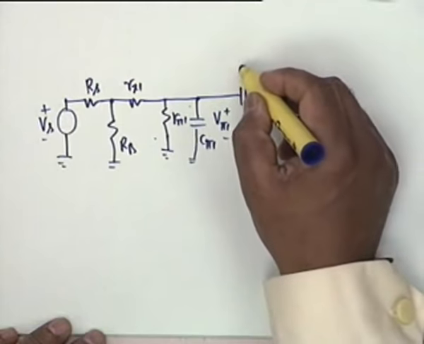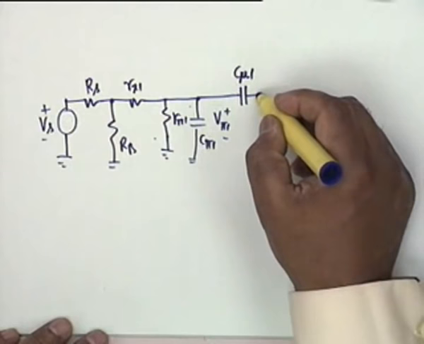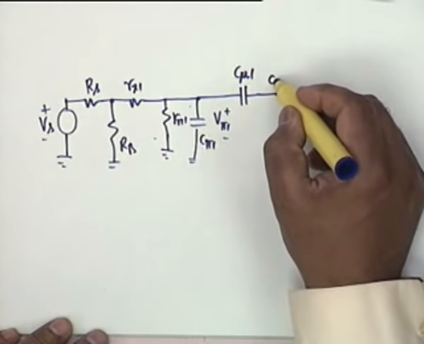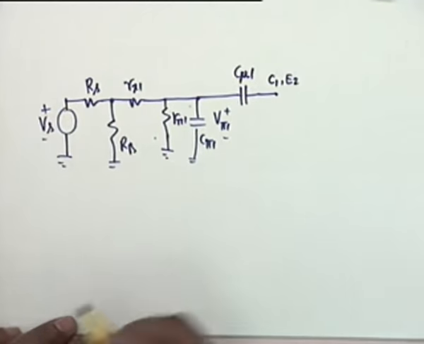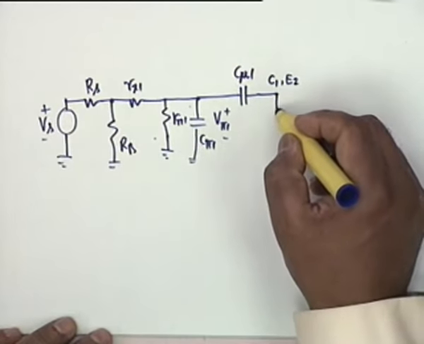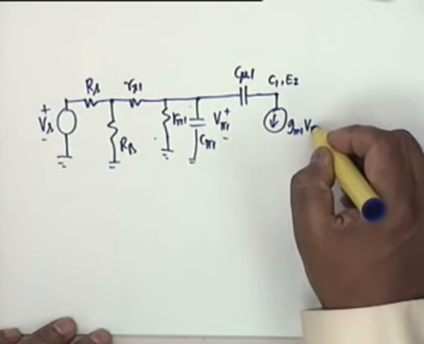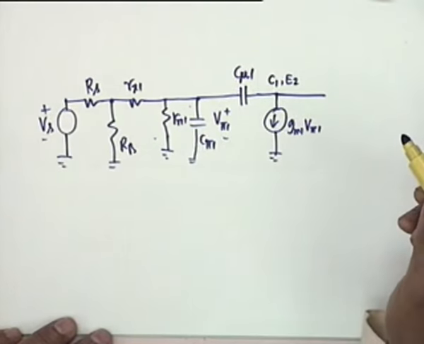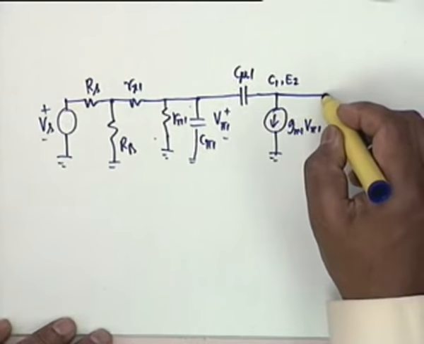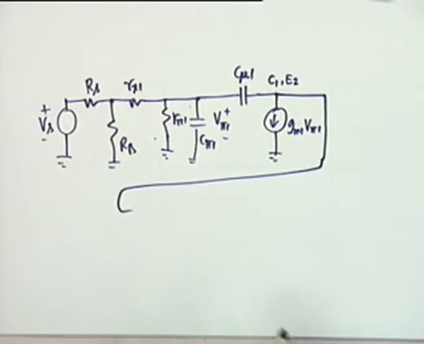Then we have C mu 1. We will come to the Miller effect equivalent circuit a little later. C mu 1 goes to collector 1, which is the same as emitter of 2. From collector 1 to emitter 1, there shall be a current source Gm1 V pi 1, and from the emitter to ground, well, let's bring it over here. I can't go this way, and it's important to recognize this circuit.